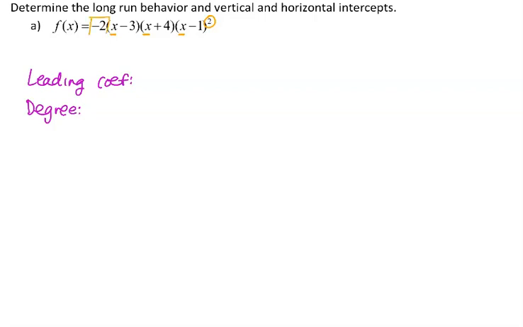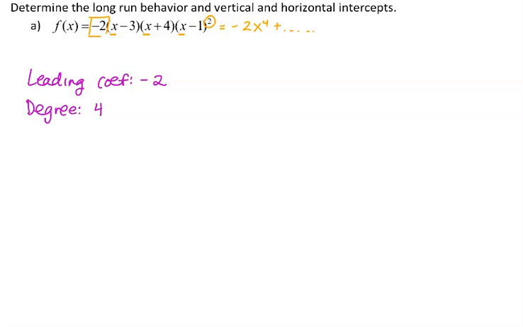And then we see the negative 2 out in front. So if we were to multiply this all out, we'd end up with a negative 2x to the 4th as the leading term, and then we'd have additional terms after that. But for us, that leading term is all that really makes a difference when determining the long-run behavior. So the leading coefficient is that negative 2. The degree is the exponent, which is the 4.